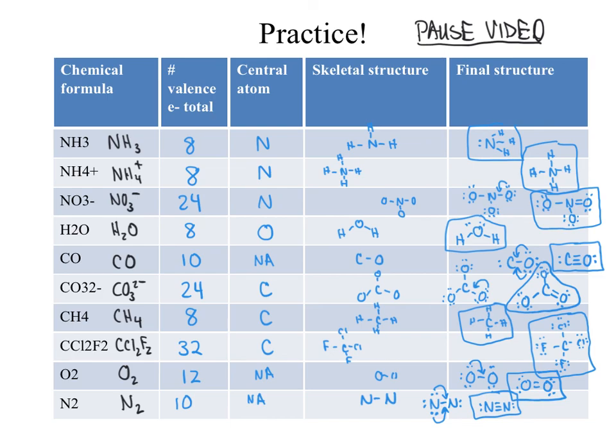All right, I hope that helped. There are problems in the book at the ends of the chapters, but you're going to have to be a little bit careful about which ones you do, because we're not going to talk about resonance and we're not going to talk about expanded octets until next semester in Chem 122. If you want some practice problems from the end of the chapter, let me take a look at which ones would be good for you to do, and I'll give you the numbers for those practice problems.